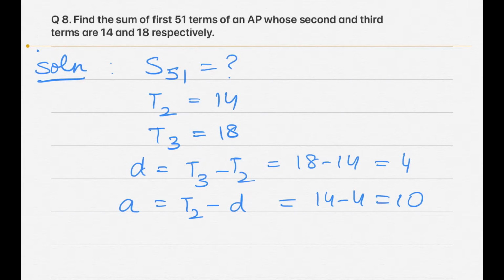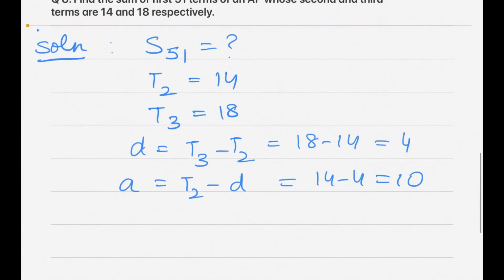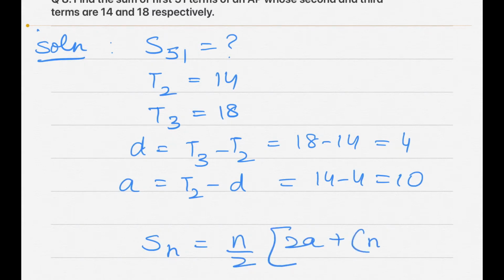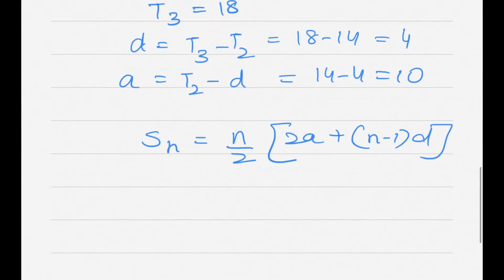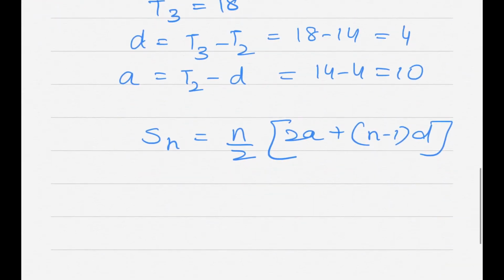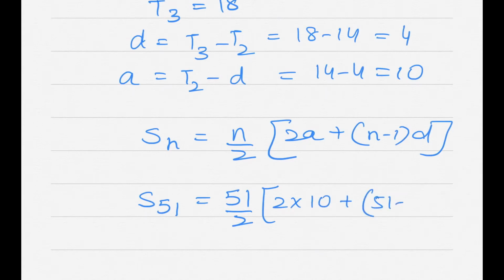I have to find out the sum of 51 terms. So now the sum formula: Sn is equal to n by 2 (2A plus n minus 1 into D). Here I have to find the sum of 51 terms, which is equal to 51 by 2, and 2 into A, A came out to be 10, and n is 51 minus 1, and D is 4.